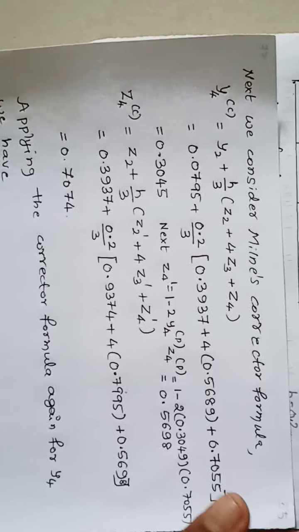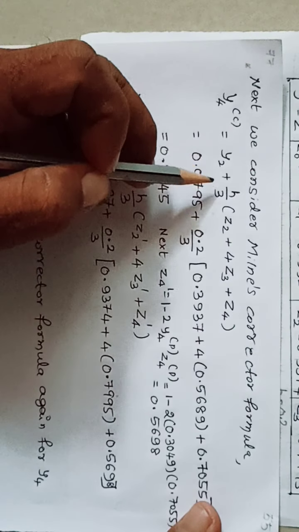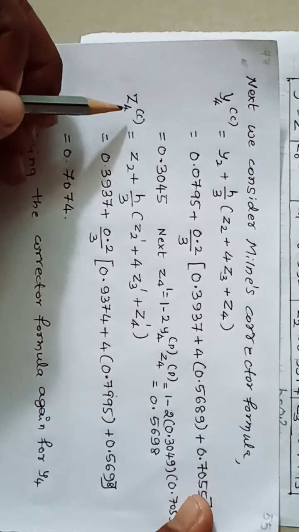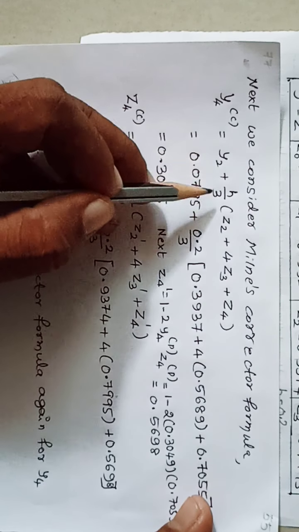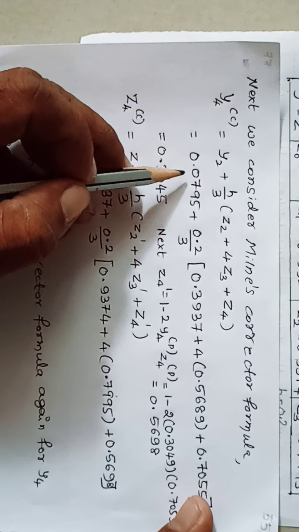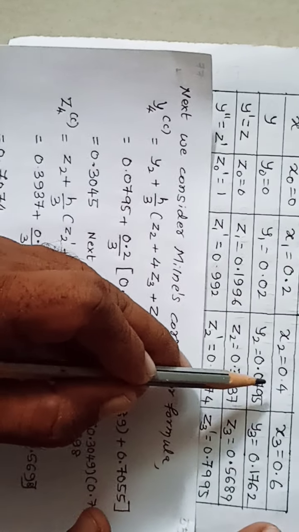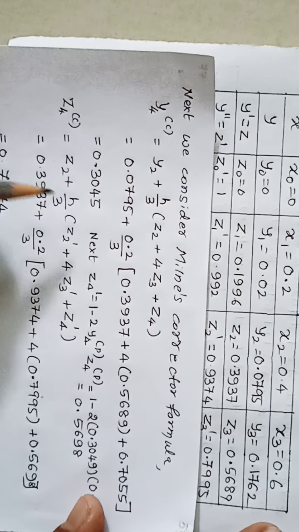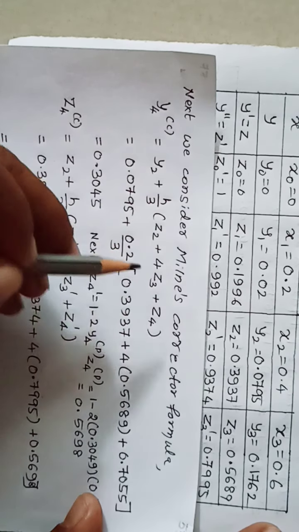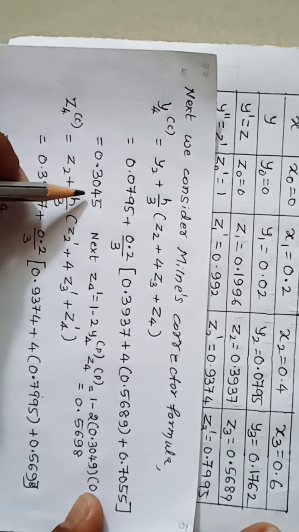Next we consider Milne's corrector formula. Two formulas we have, y4 of p, z4 of p, y4 of c and z4 of c. So y4 of c is equal to y2 plus h by 3 times z2 plus 4 z3 plus z4. Inserting values, y2 is 0.0795. So 0.2 divided by 3 and the values of z2, z3, z4, after calculating we are going to get 0.3045.